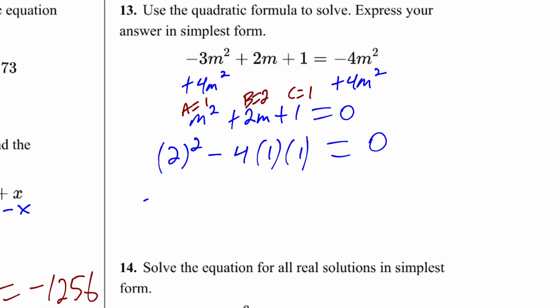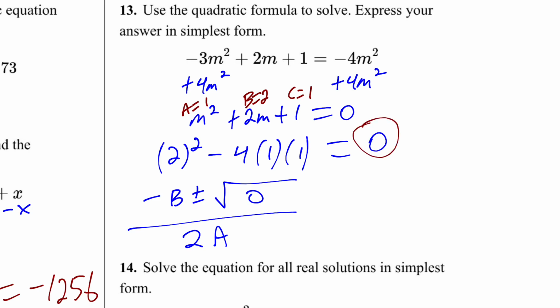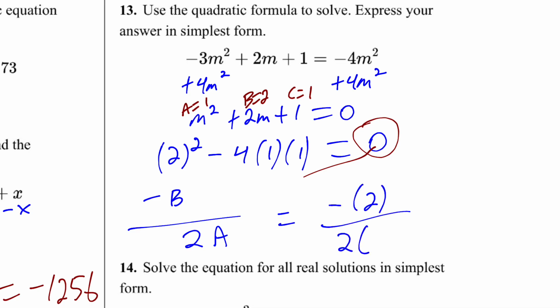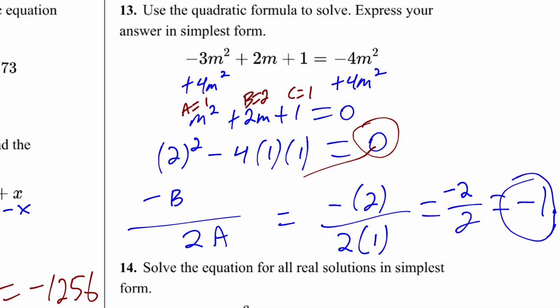So if I'm plugging into negative b plus or minus the square root of 0 divided by 2a, this value just gets plugged in there. The square root of 0 is just going to be 0. So does it make sense to add or subtract 0? You're going to get the same result. So it turns out when we have a 0 there, it's just going to be this. My b value was 2, and my a value was 1. So negative 2 divided by 2 is just negative 1. There's only one answer when our discriminant is 0.